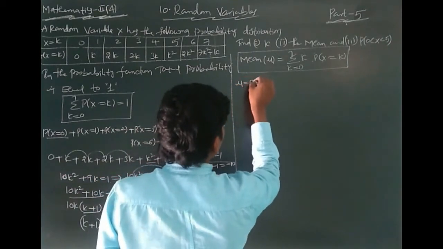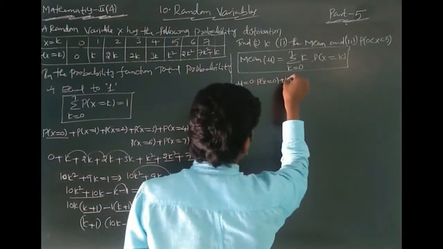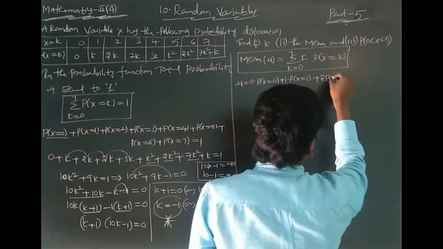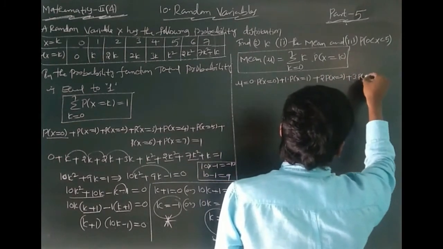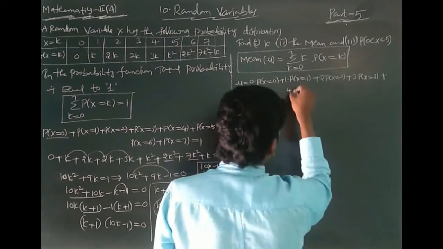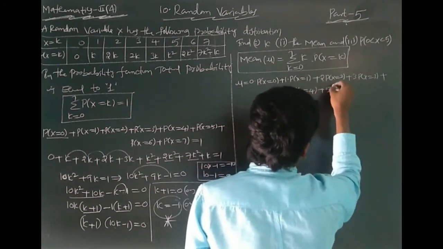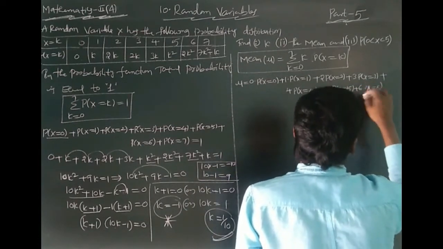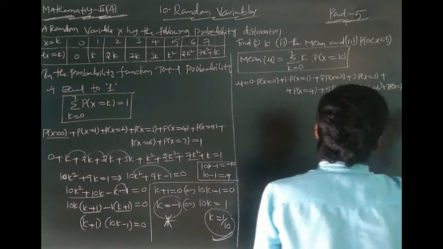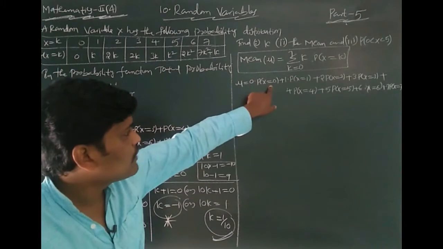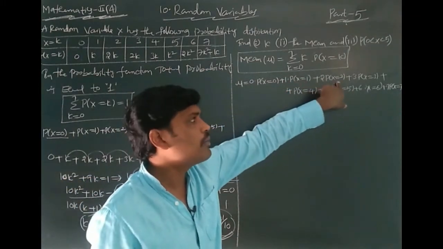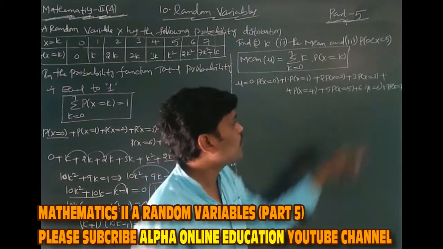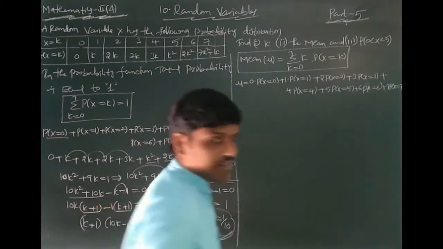Mu is equal to 0 into probability of x equal to 0, plus 1 into probability of x equal to 1, plus 2 into probability of x equal to 2, plus 3 into probability of x equal to 3, plus 4 into probability of x equal to 4, plus 5 into probability of x equal to 5, 6 into probability of x equal to 6, and 7 into probability of x equal to 7. You can write all values.